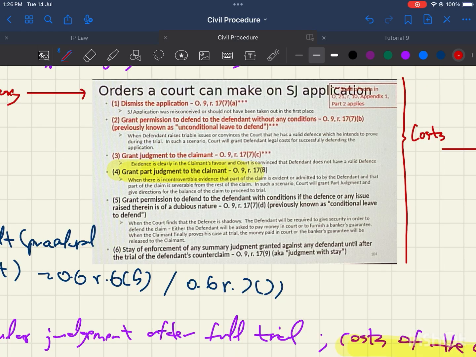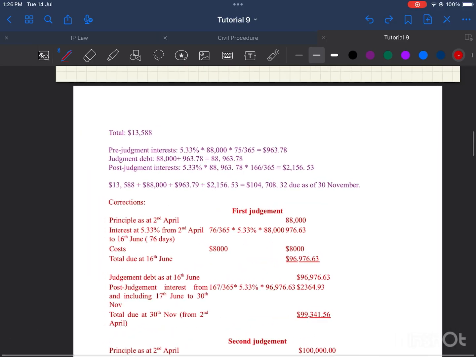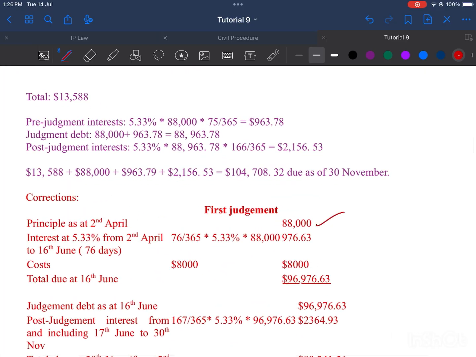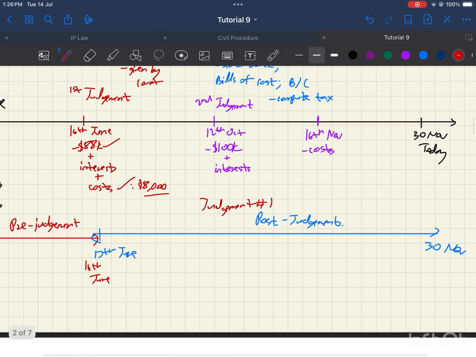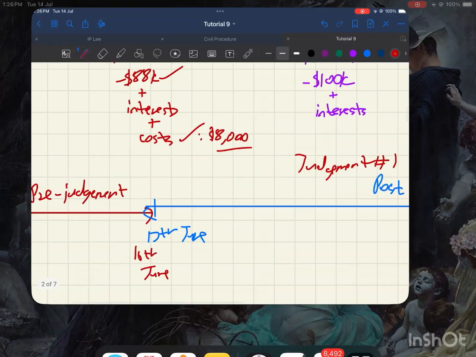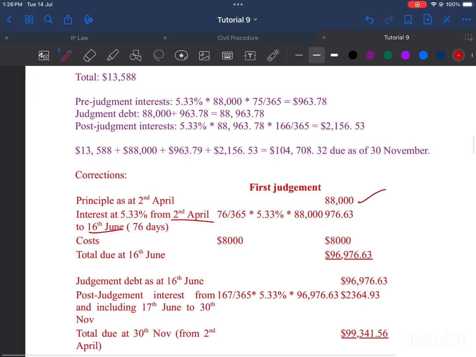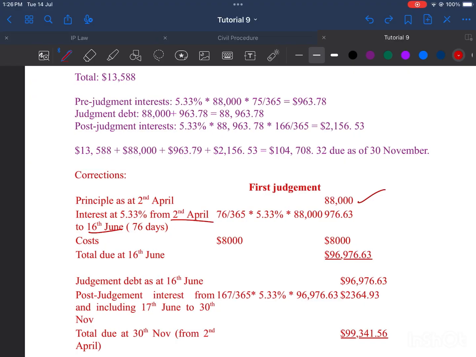So how do you calculate? How do you go about doing this? Right. So, okay, here we go. So first judgment is $88,000, right? Now interest at 5.33% from 2nd April to 16th June. This is what I'm doing over here. Pre-judgment cost, right? It happens before the judgment day. Oops. Right, so you take out your calculator.